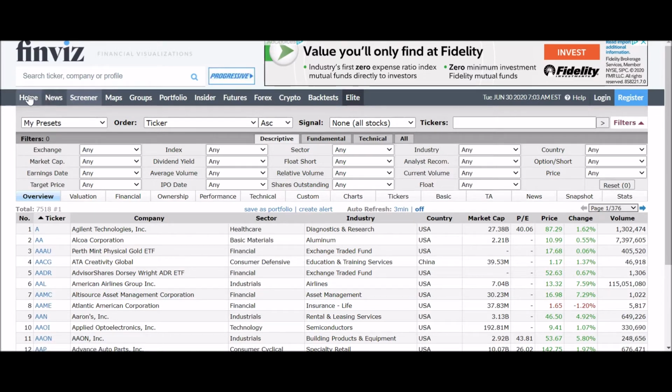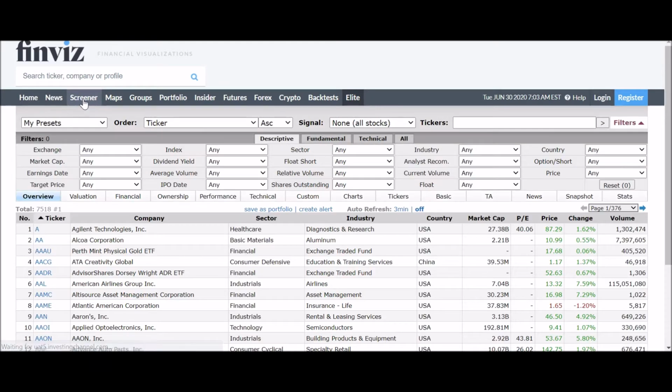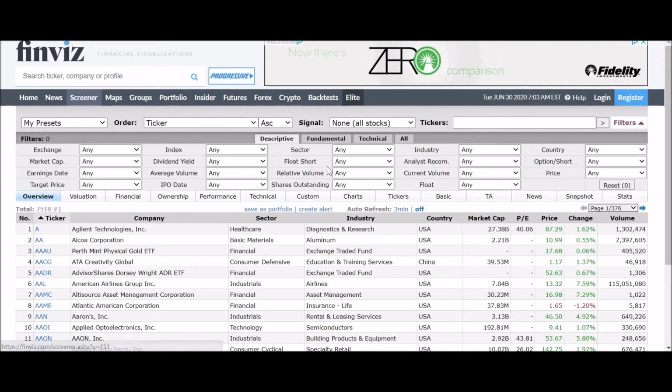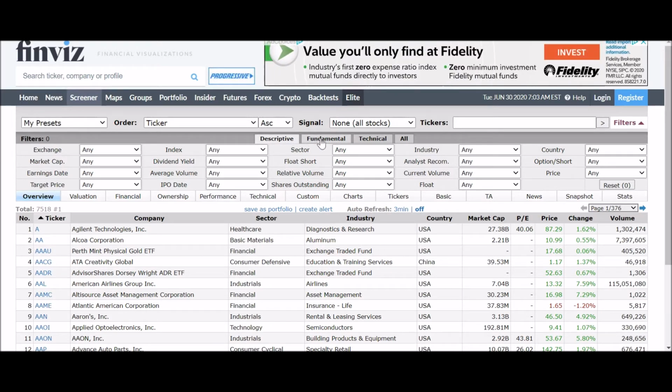First thing, let's pretend we're at the home page, finviz.com. I went to screener, and then it automatically brings pretty much every stock up, and then you can go ahead and find the different settings. You have descriptive, fundamental, and technical. Descriptive comes up as the default. They have the current volume, the average volume.